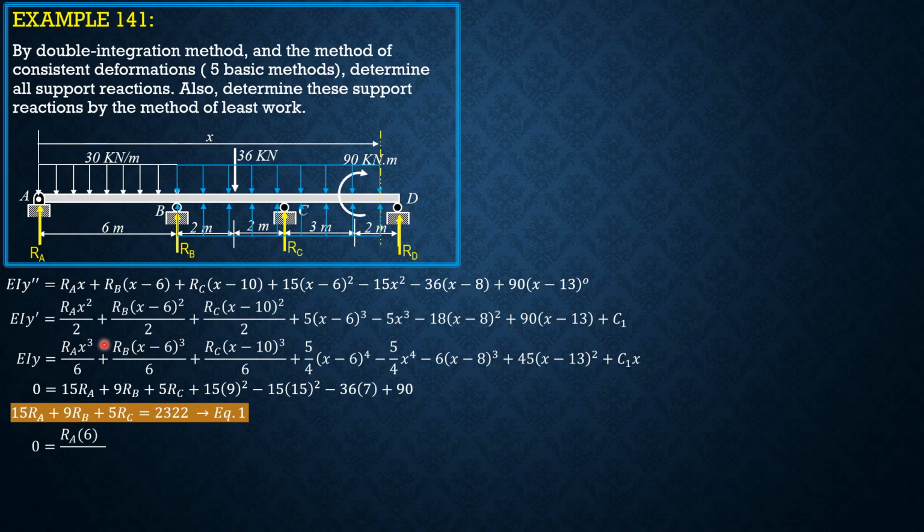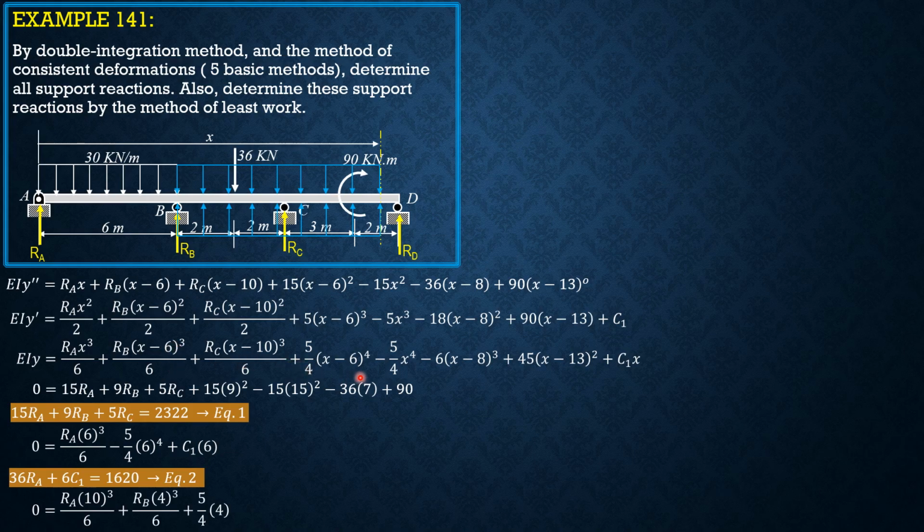Then X is 6, Y is 0 into this equation. So 0 equals RA 6 cube over 6. Then this is 0, 0, then 0 minus 5 fourths 6 to the 4th. Then everything else is ignored, except C sub 1 times 6. Simplifying this equation, we have 36RA plus 6C sub 1 equals 1620. Call this equation 2. When X is 10, Y is 0, so 0 equals RA 10 cube over 6 plus RB 4 cube over 6. Then plus 5 fourths times 4 to the 4th minus 5 fourths 10 to the 4th minus 6 times 2 cube plus C sub 1 times 10.